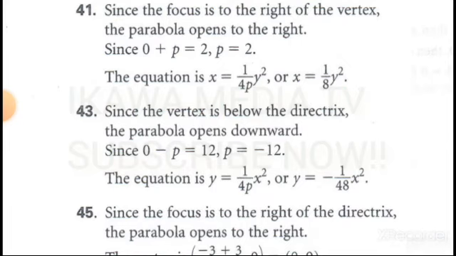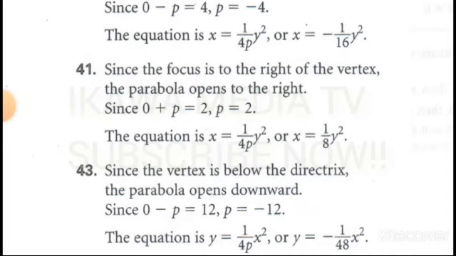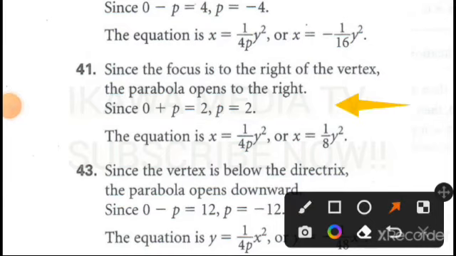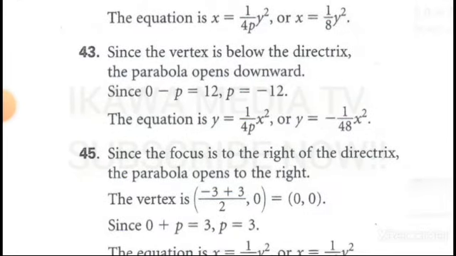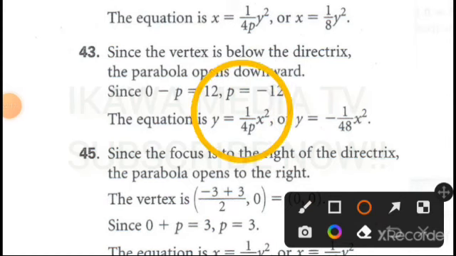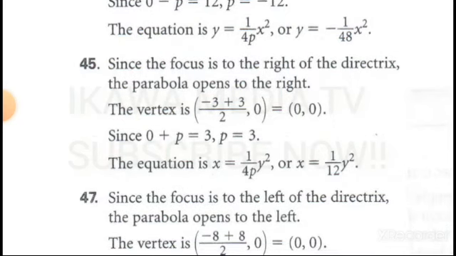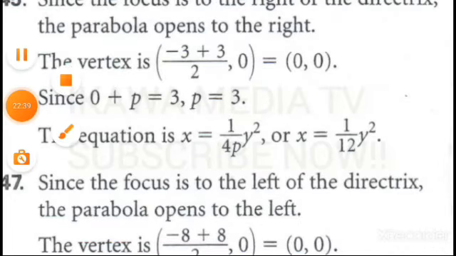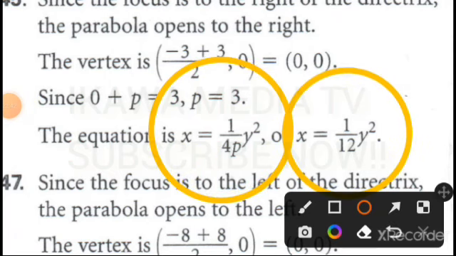These are questions 41, 43, 45 with their answers. Since the focus is to the right of the vertex, the parabola opens to the right. So the equation is this one. Question number 43 owns this equation and this solution. Question 45 owns this equation. This is the solution, or this one. They are the same.